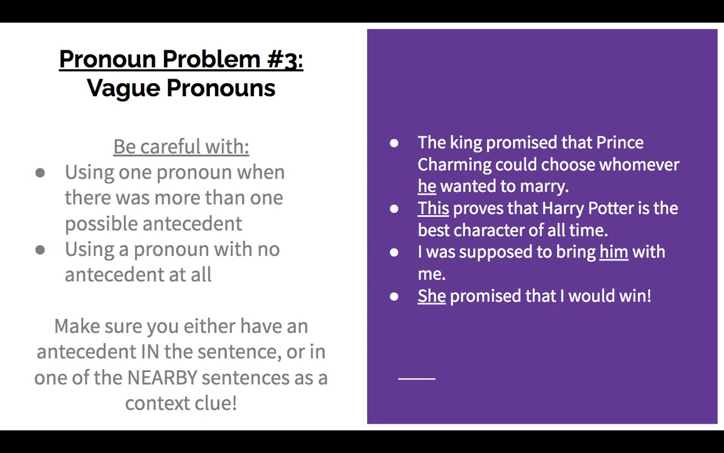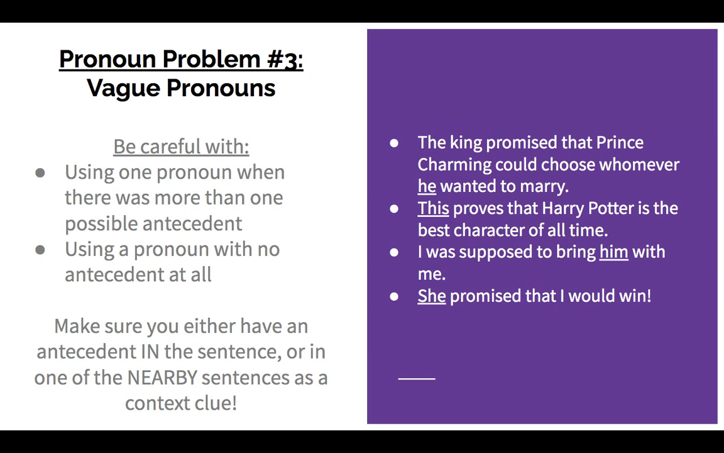The king promised that Prince Charming could choose whomever he wanted to marry. Well, that's pretty clear that he is talking about Prince Charming, right? Or is it talking about the king?